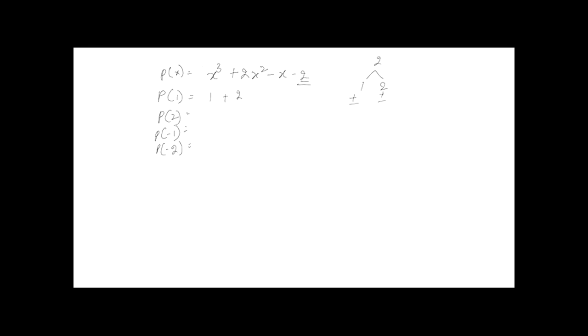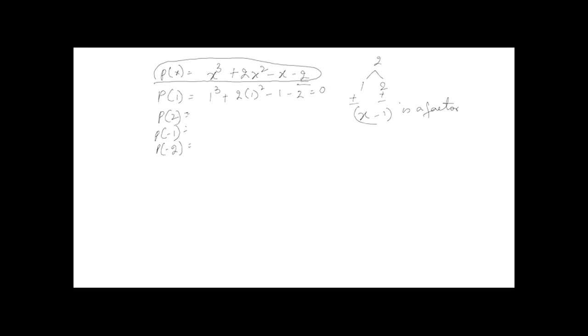So 1 plus 2 into 1 squared minus 1 minus 2. Is it 0? Yes, ma'am. So if it is 0, then x minus 1 is a factor, right? Yes, ma'am. Now, how many factors does this polynomial have? 3, ma'am. Why 3? Degree of the polynomial is 3, ma'am. Yes, very good. Degree is 3, so it will have 3 factors.